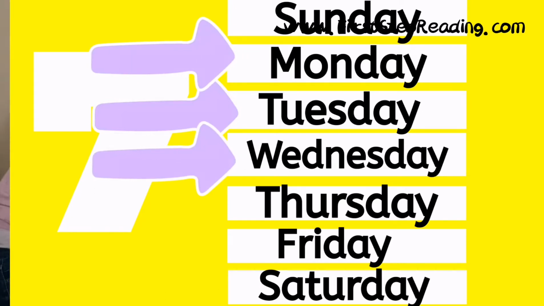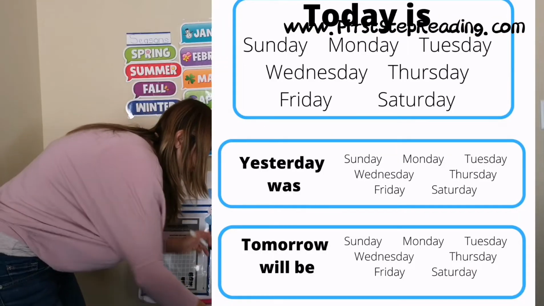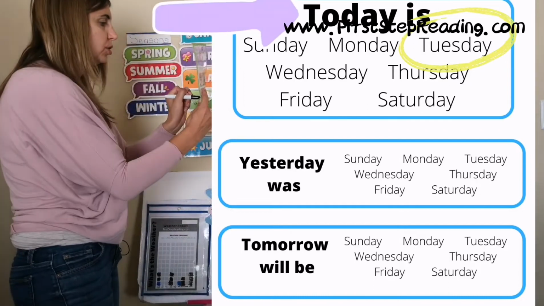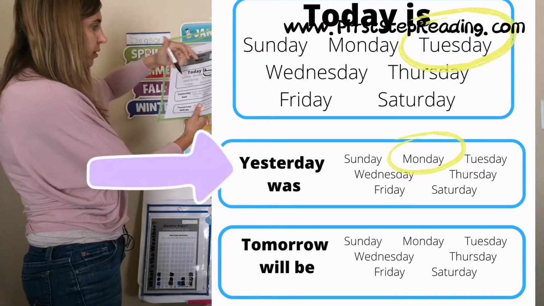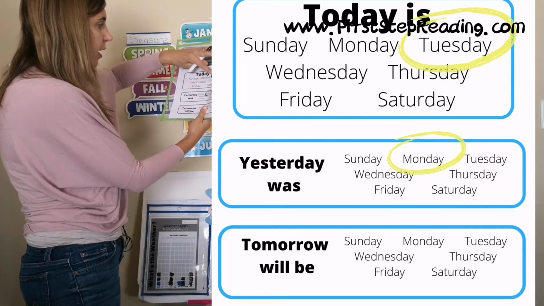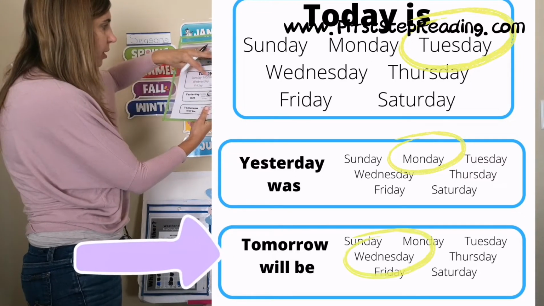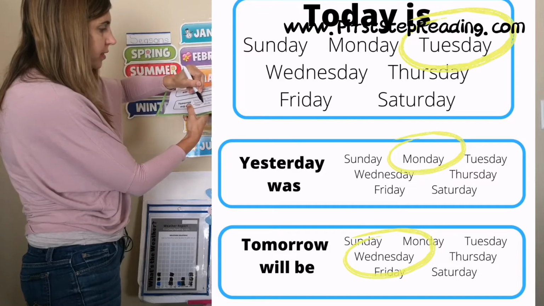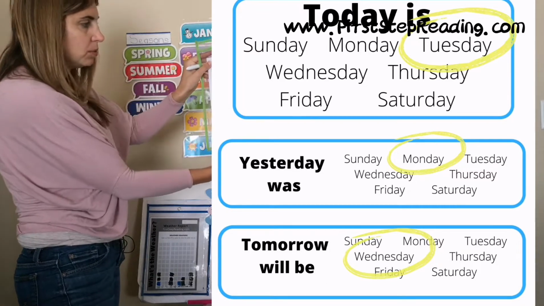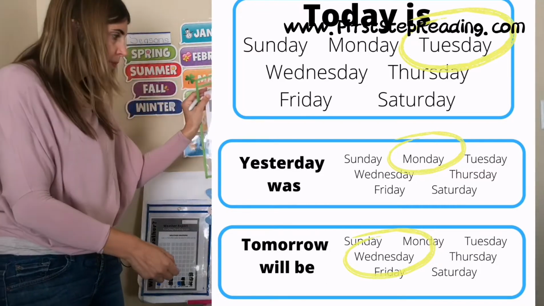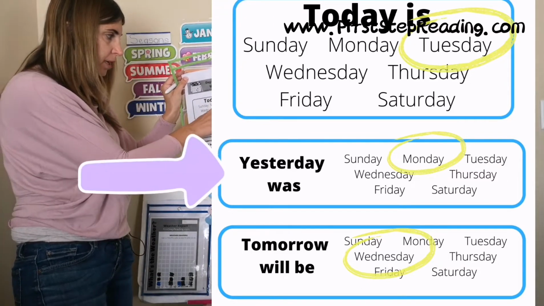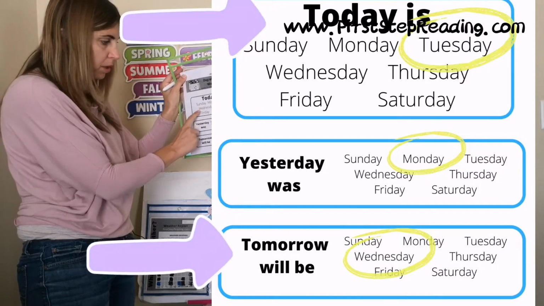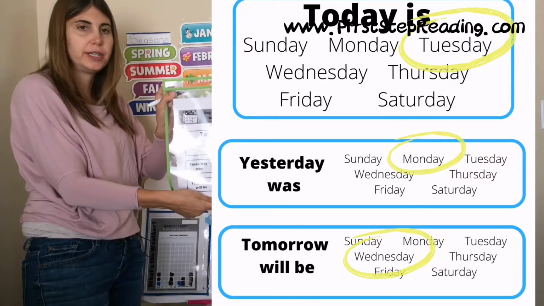Wednesday. Well, you can do your days of the week. You circle the day today, Tuesday. And then yesterday is the day before. So that's Monday. And the day after would be tomorrow, which is Wednesday. So you can do this worksheet at home. Tuesday, today. So yesterday would be Monday. If Tuesday's today, tomorrow would be Wednesday. That's your days of the week.